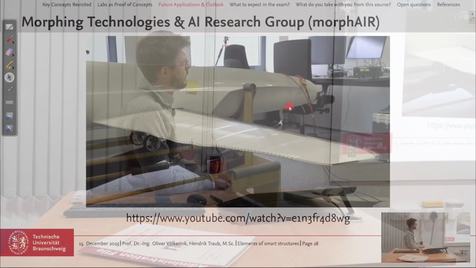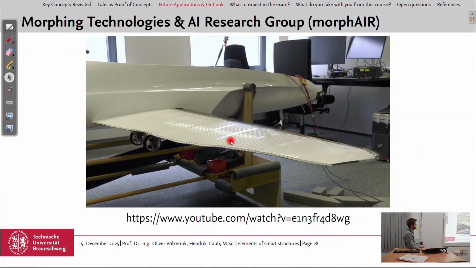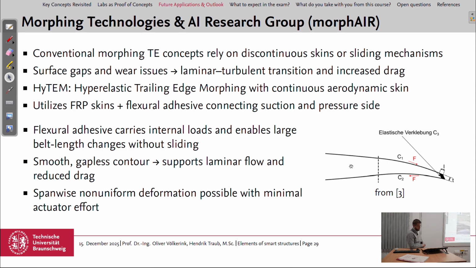So now we have gone to another video. Maybe we leave it by that. So the whole trailing edge can deform. And how was this morphing trailing edge concept achieved? Traditional concepts rely on discontinuous skins and sliding mechanisms, but then we have surface gaps and also wear issues. And all surface gaps lead to laminar turbulent transition and increased drag.